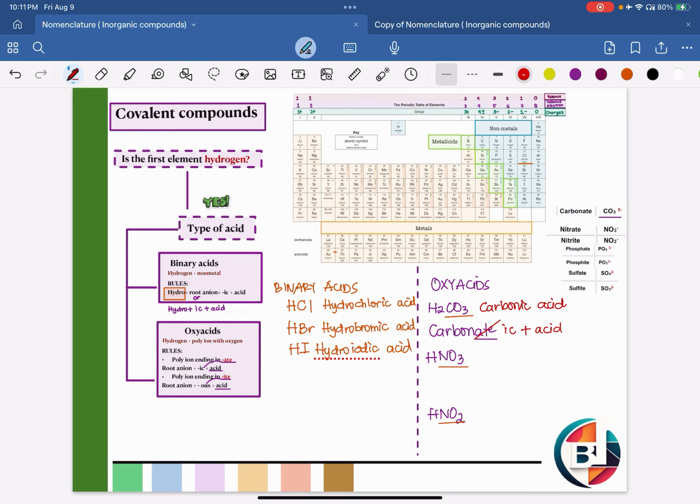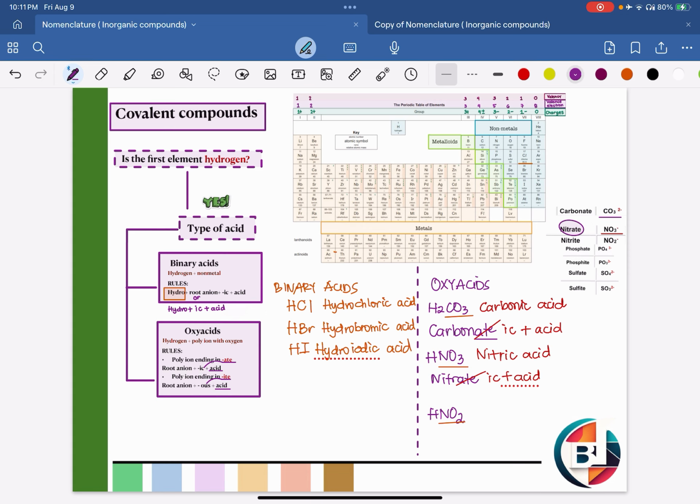Let's proceed to the second one. NO3 is nitrate. Looking at the rules, if it ends with ATE, change that to IC and add the word acid. That makes me name it as nitric acid.